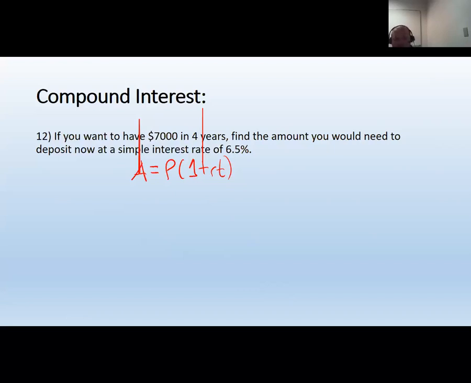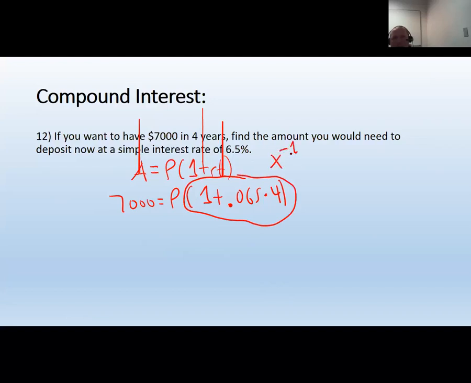Okay, so on this particular problem, it says if you want to have $7,000 in 4 years. So 7,000 is the amount that's in the future, and so that's going to be your A. Your P is unknown. And so then this is times parentheses 1 plus R, which is 6.5%, which as a decimal is 0.065, times your T, which is 4 years. And so you're going to need to do this entire right side, and then you can use your x to the negative first power button as your reciprocal and multiply it by 7,000 on the other side so that you can solve for P.